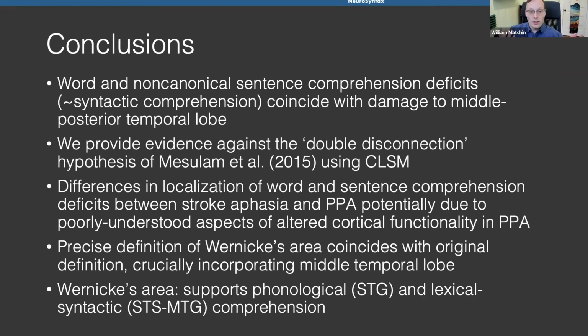Precise definition of Wernicke's area: it probably needs to incorporate the middle temporal lobe, not just the very posterior part of the STG or MTG, right? Middle-ish parts of the temporal lobe are probably critical if you're thinking about areas involved in comprehension. Yeah, Wernicke's area, if you define it that way, it probably supports phonological and lexical syntactic mechanisms. Or another way of thinking about this is sort of like the main linguistic mechanisms that we think are involved in language.